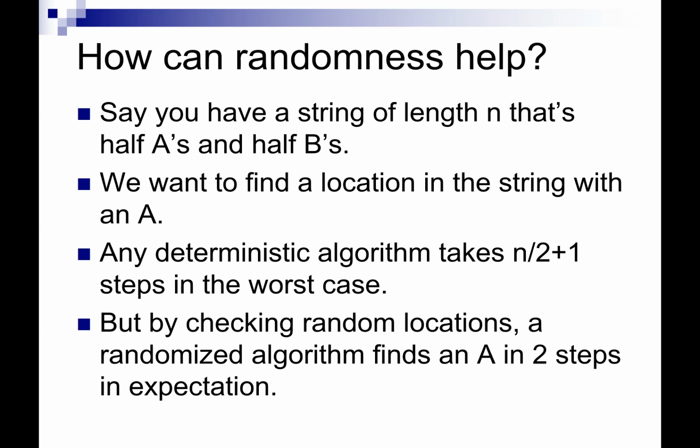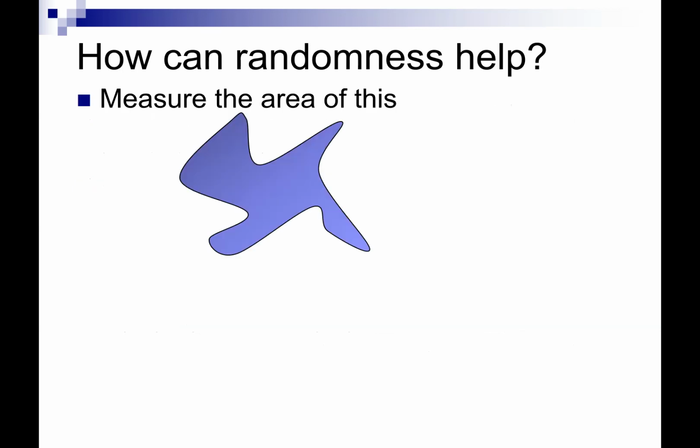Now, of course, it's possible that this randomized algorithm also takes more than 2 steps. Maybe it gets unlucky, and for all of the locations it checks, they're always B's. This is possible, but it's very unlikely that this happens. So in the average case, this randomized algorithm will only take 2 steps. So that's one example where randomness is useful for us.